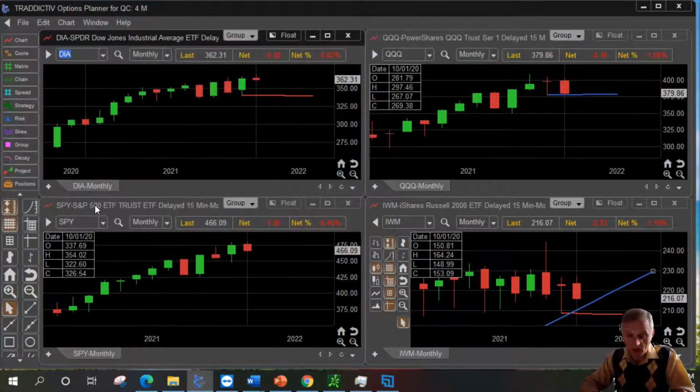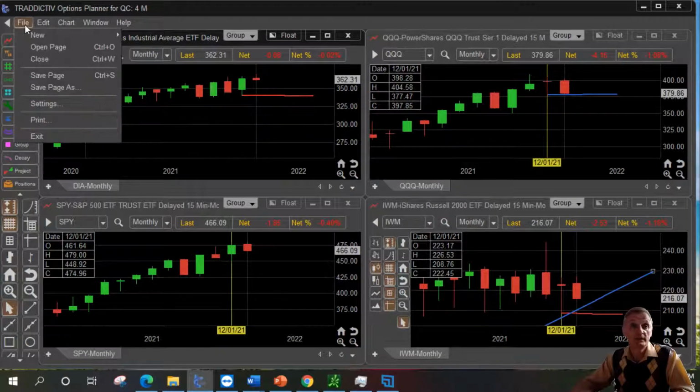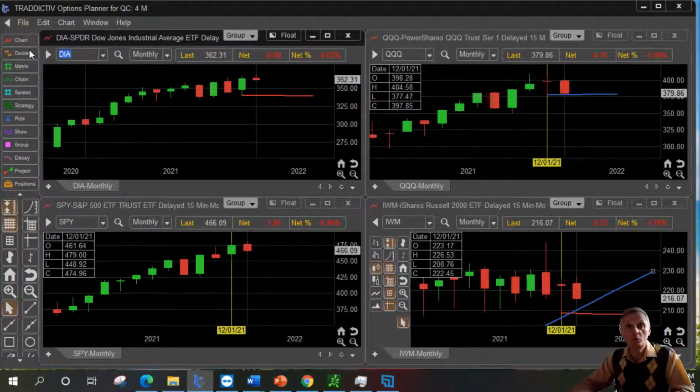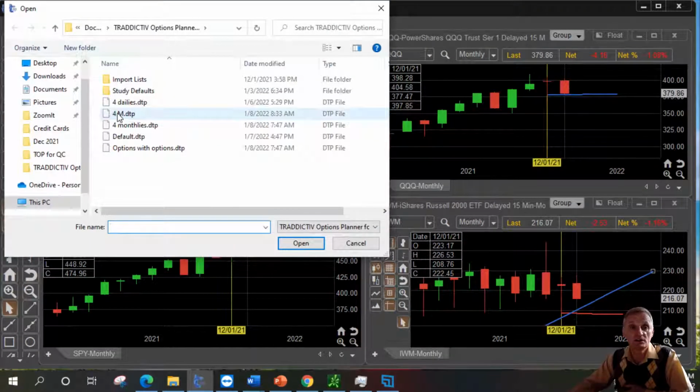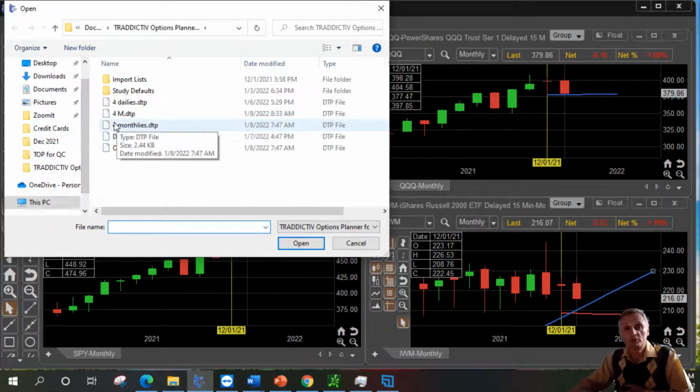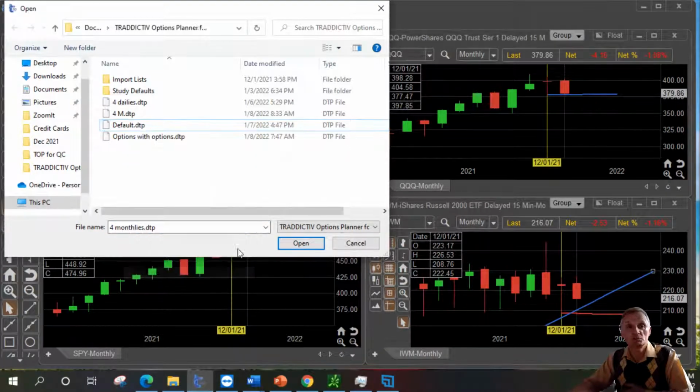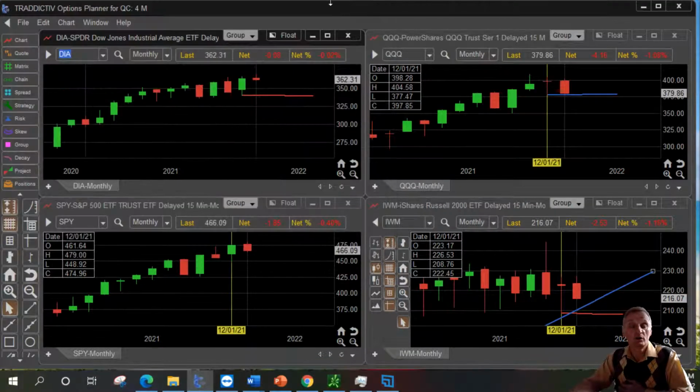So from now on, if I want to bring that particular chart back in, I just go where it says open page, and the one that I created is 4M. Of course, when I was practicing it earlier, I named it 4 monthlies, but that's way too much spelling. So we can just delete that one, and now we know that we have the 4 monthlies. Okay, without any hesitation, I now want to look at the daily.